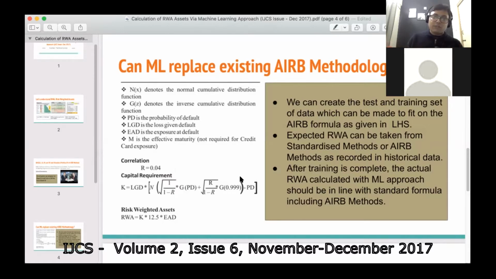If we do everything from the fundamental analysis, but will not do it manually, rather we'll use machine learning techniques, and then we'll do the same thing which we are doing in the foundation approach and the standardized approach. So that clicked with me, and for that I have written the paper.